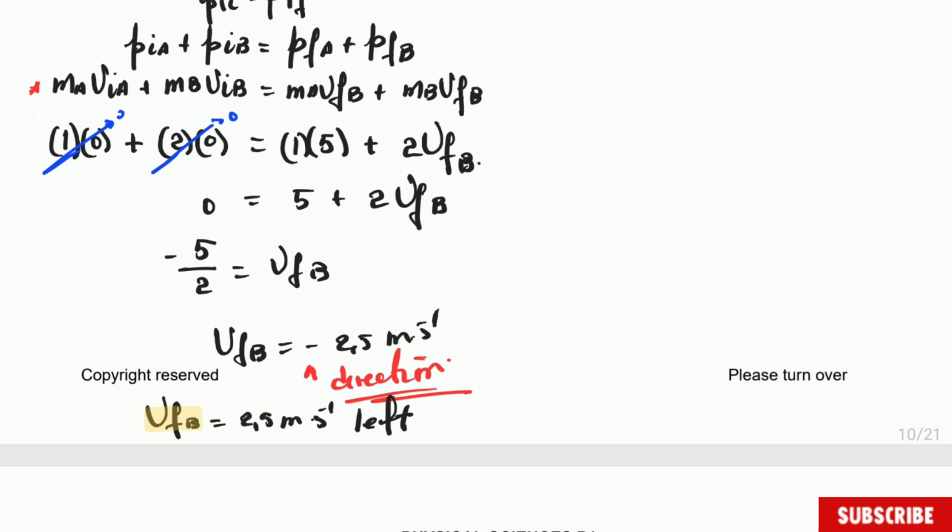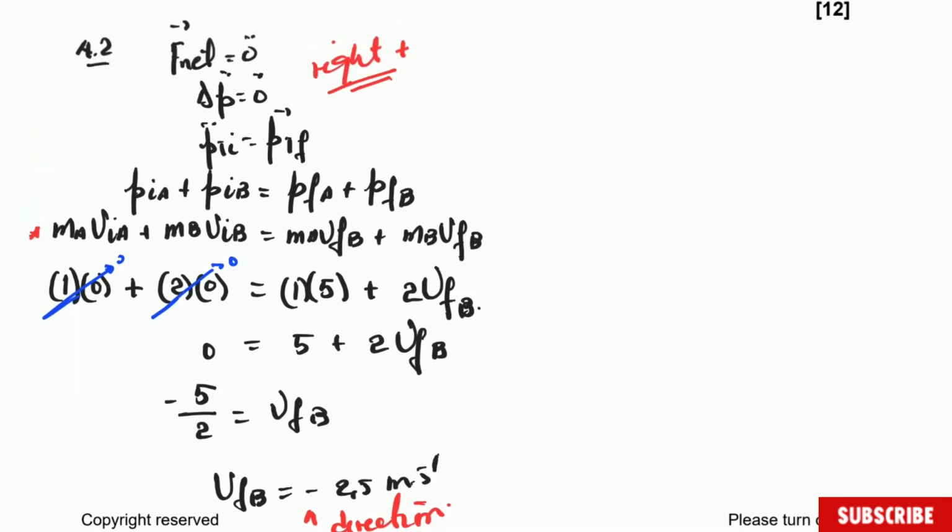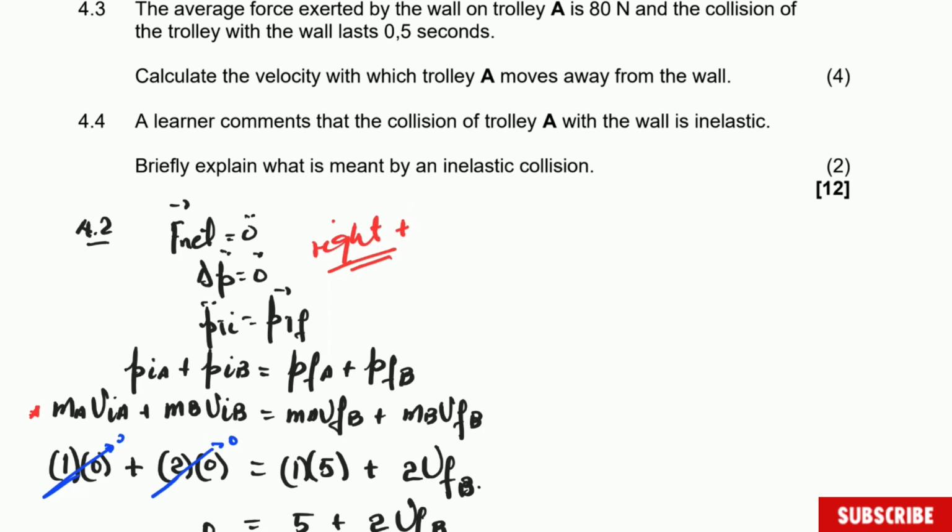Now note, and I explained this in one of the previous videos, you cannot say negative 2,5 left, because negative 2,5 left would mean right. So you take off the negative and you give the word the direction. So question 4.2 is quite simple, and I hope it helped.